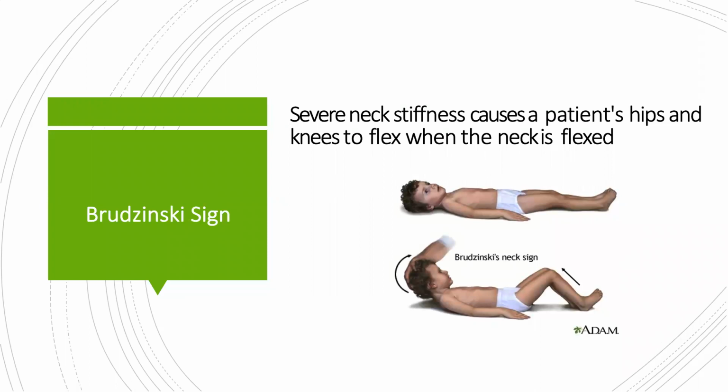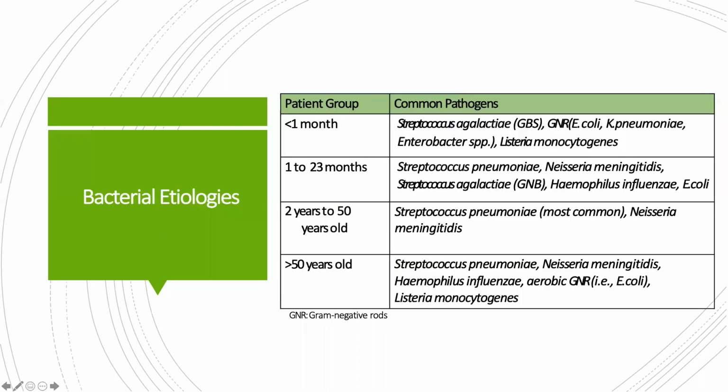Brudzinski sign. So we talked about the neck stiffness that can exist, and once again, that's due to inflammation around the spinal cord. You will test to see if the patient is able to lift their neck up. And if they aren't, then we attribute it to potential neck stiffness due to meningitis.